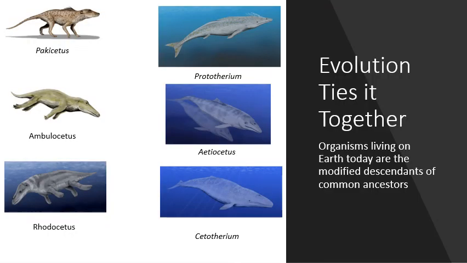Evolution ties everything together for biology. It's sort of the continuous theme throughout the entire course. Evolution, we call it a theory because it has a lot of evidence to support it. It's got an enormous body of evidence to support it. It states broadly that organisms living on Earth today are the modified descendants of common ancestors.